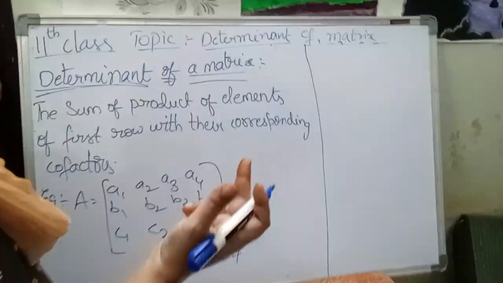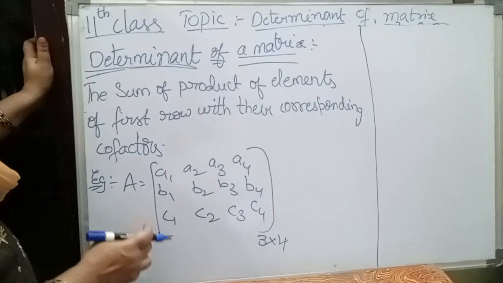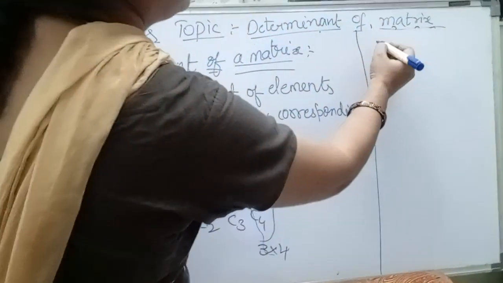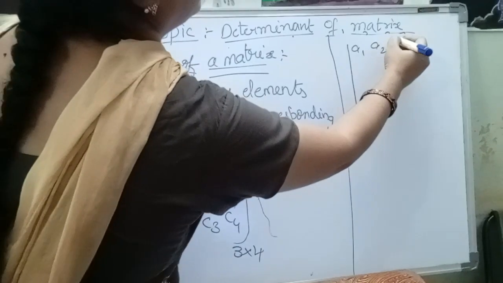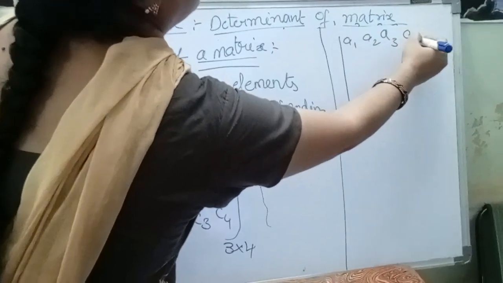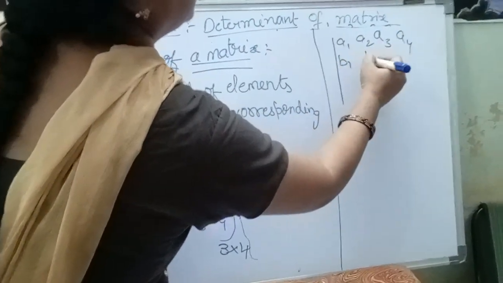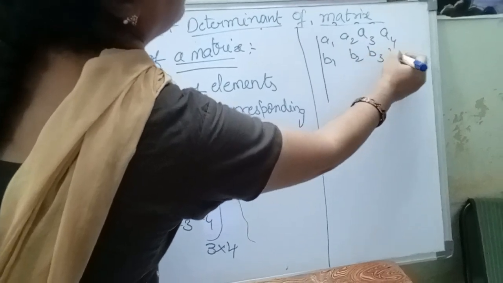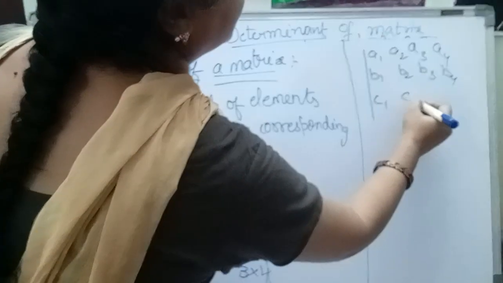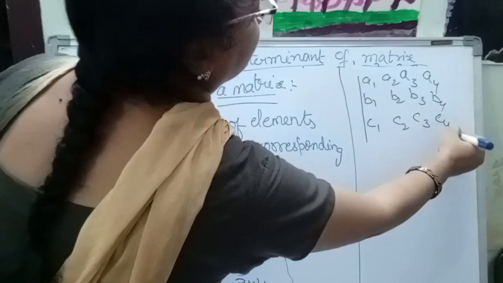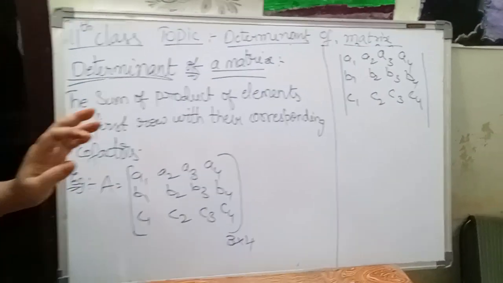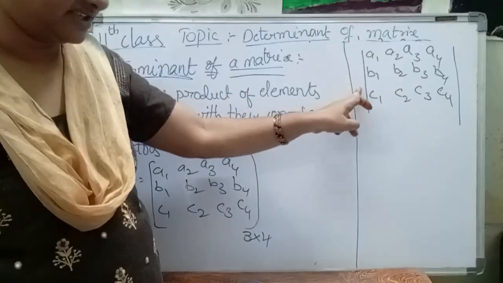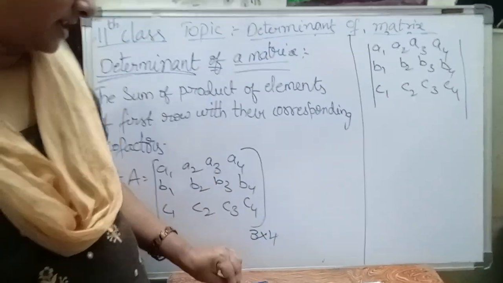How do we write it while finding the determinant? Instead of square brackets, we must put vertical bars like this, with A1, A2, A3, A4, B1, B2, B3, B4, C1, C2, C3, C4. In this way you have to write. Det of A is denoted in this way.